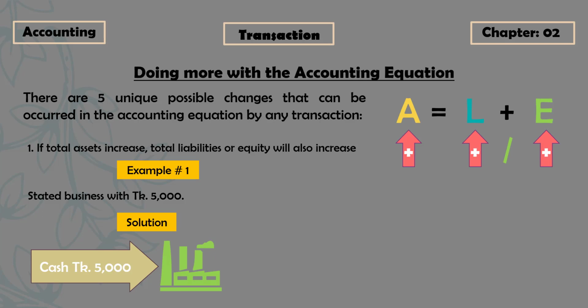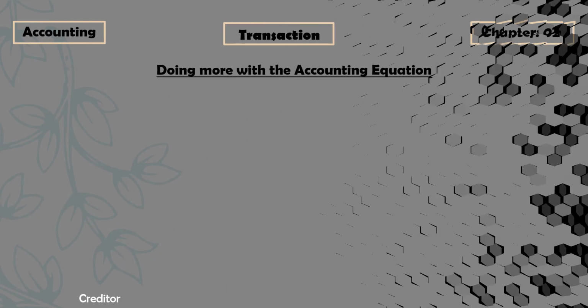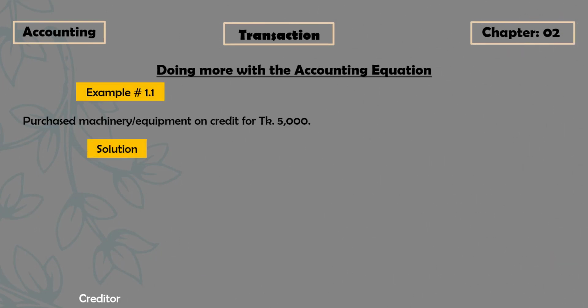So cash increases, that is, assets increase, and at the same time the owner owns the business because he invested an amount of money into the business. So the business got an owner, that is, E will increase. So A increases by 5,000 taka, and E, equity, increases by 5,000 taka because of the capital investment.